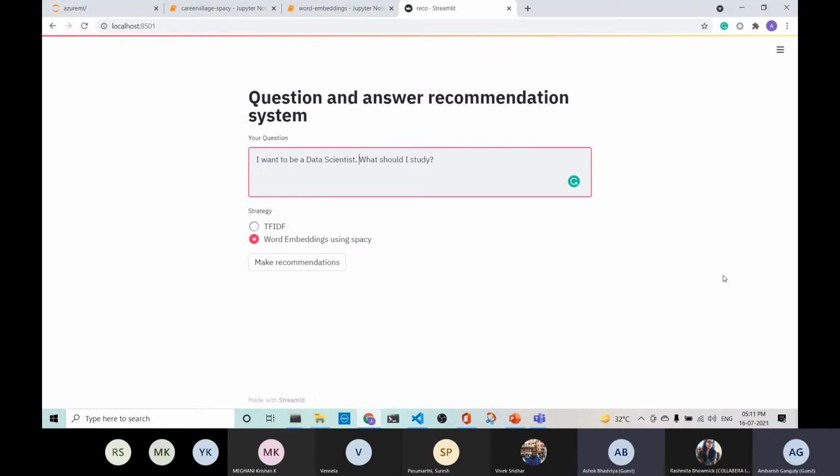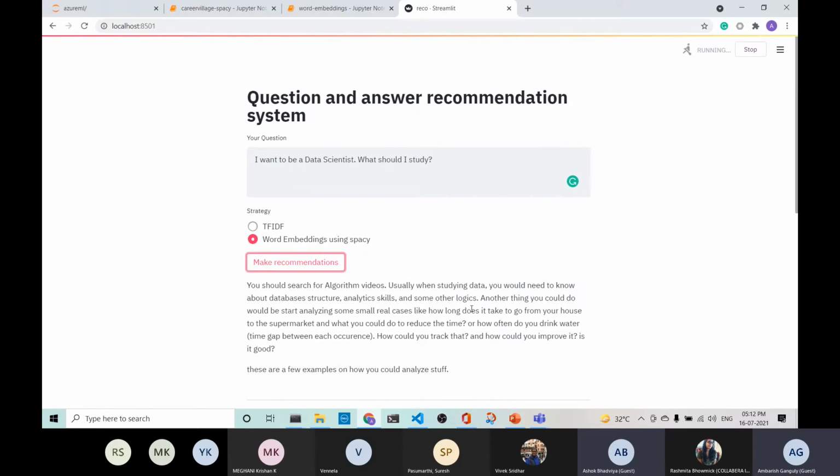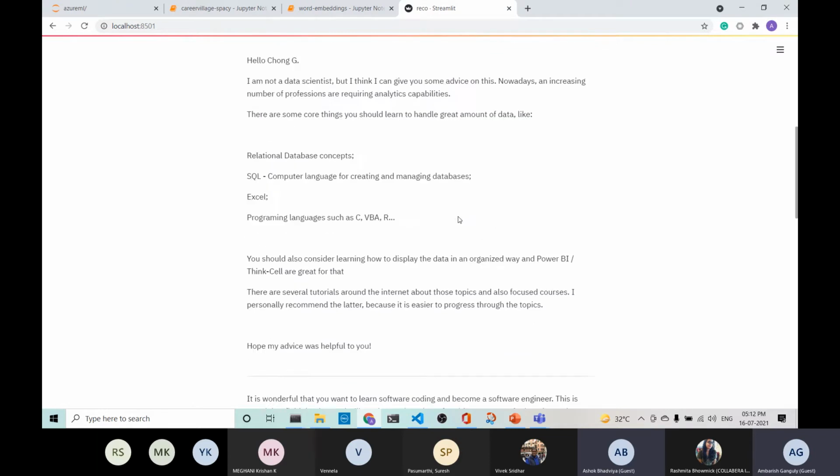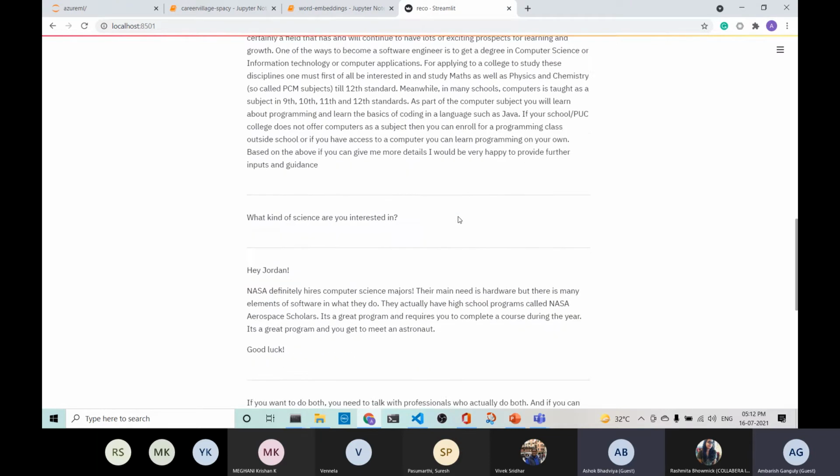I have two options: TF-IDF and word embeddings. I'm not going to use TF-IDF today. Let me just show you what is going on, and then we'll go into the internals. So you type here and then you make a recommendation. This is a Streamlit app which has the code running there. It gives you all these things: this is answer 1, this is answer 2, this is answer 3.